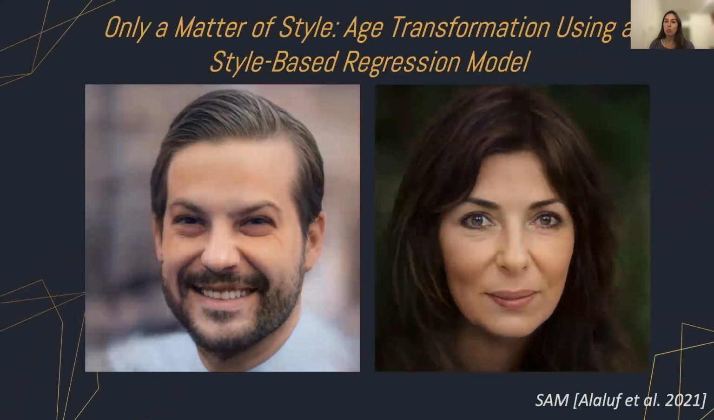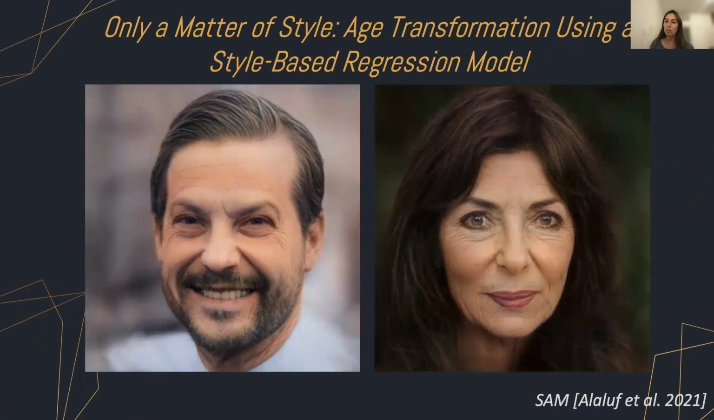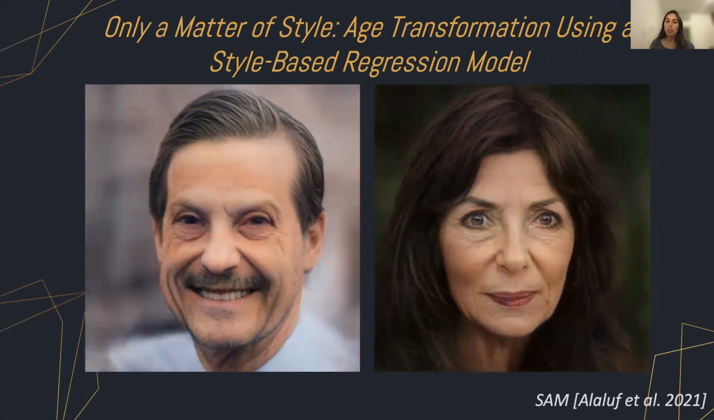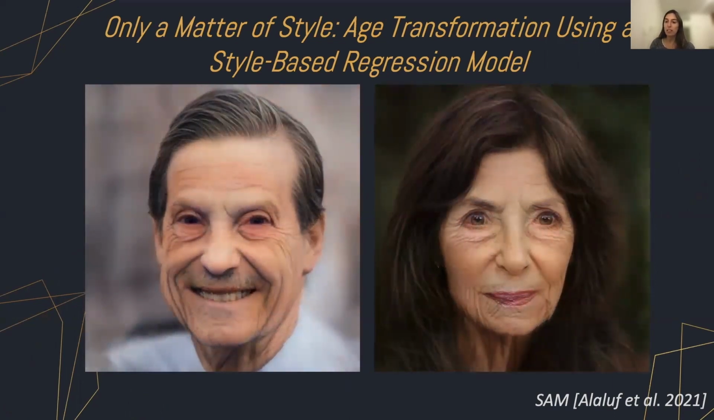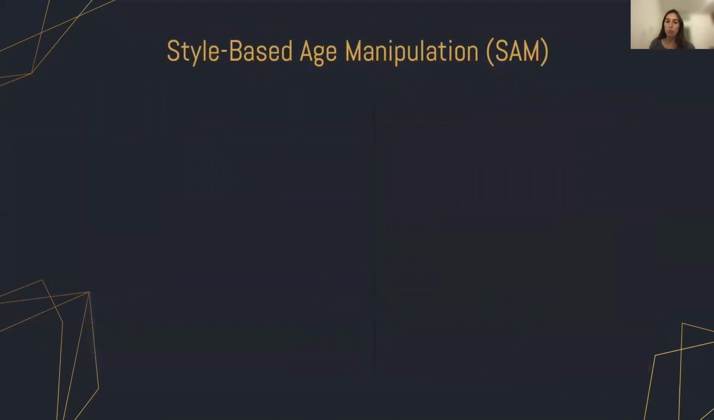In this work, which was accepted to SIGGRAPH last year, we showed how we can model the human aging process using StyleGAN and encoders without requiring any paired data. Observe the high-quality images and the disentangled edits. We're able to change the age without affecting the identity or any other attribute. So how do we do so?